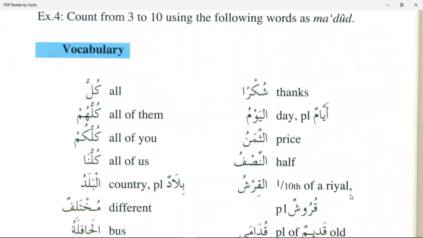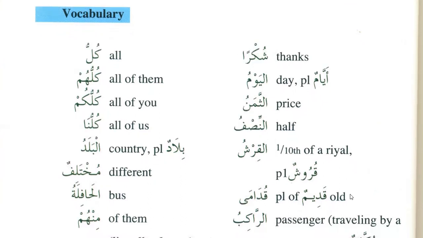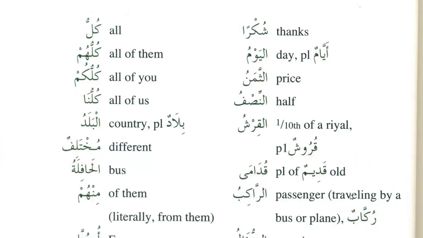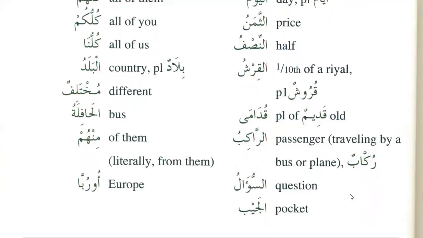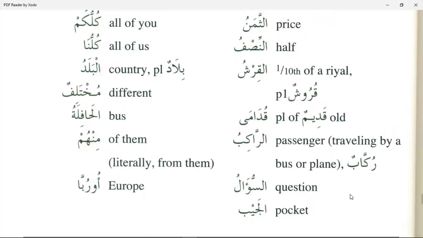Now we have vocabulary. Kinza, read half of the vocabulary. Kullu, all. Shukran, thanks. Kulluhum, all of them. Al-yawmu, day, plural of ayyam. Kullukum, all of you. Al-thamanu, price. Kulluna, all of us. Al-nisfu, half. Al-baladu, country, plural of buldan. Al-kirshu, one tenth of a riyal.